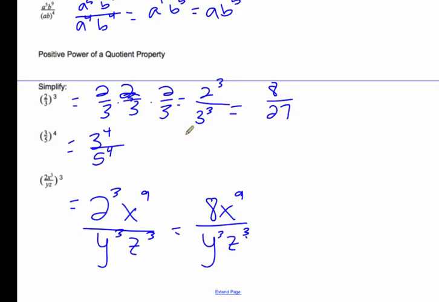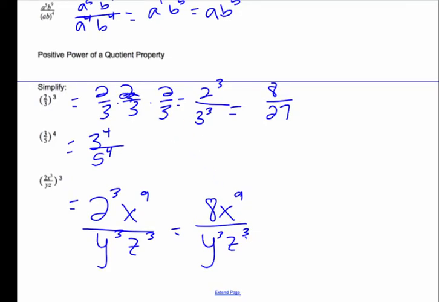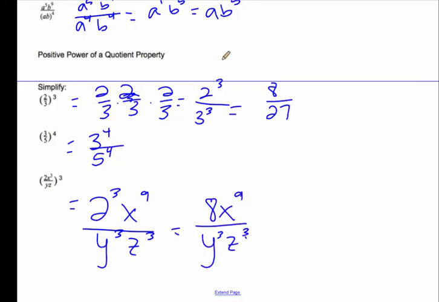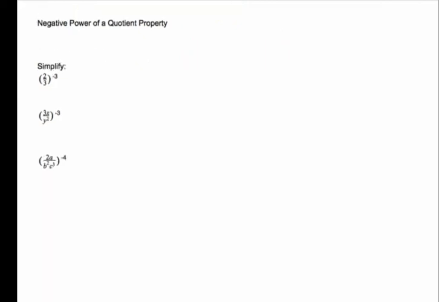Okay, so that's the positive power of a quotient. So what is the rule there? The rule there is, if I have a over b raised to the n power, that is going to be a to the n over b to the n. Might be written a little bit different in your book, but that's how I'm going to write it. Okay? All right, last one.